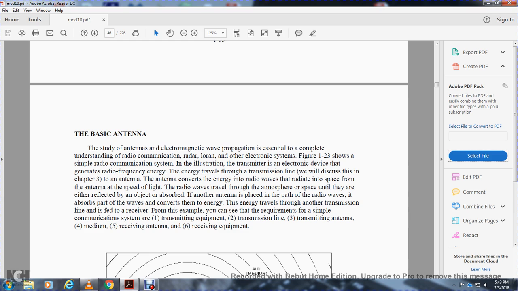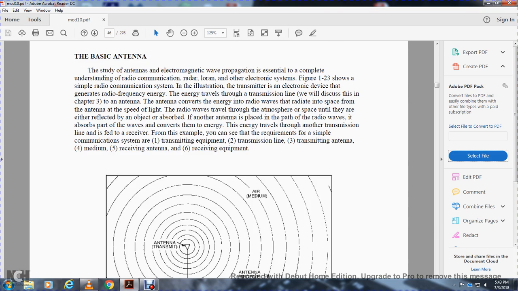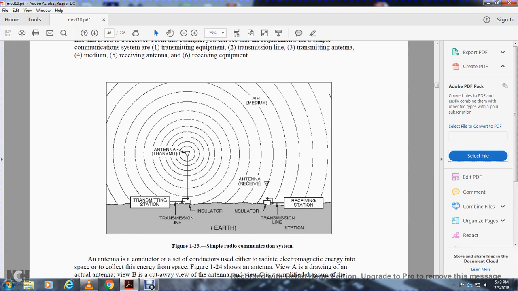For example, you can see the requirements of a simple communication system: transmitting equipment, transmission line, transmitting antenna, medium, receiving antenna, receiving equipment. The figure shows the transmitting station, transmission line, insulator, transmitting antenna, receiving antenna, insulator, transmission line, receiving station, and air medium.